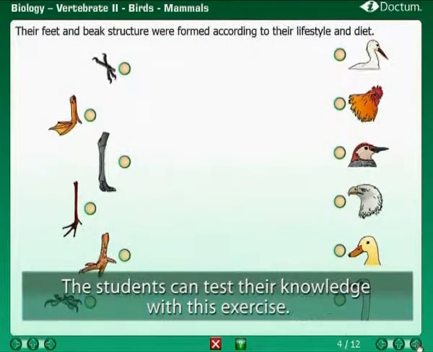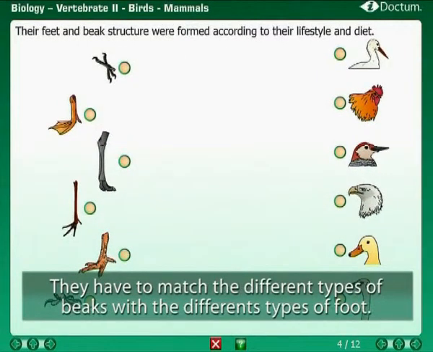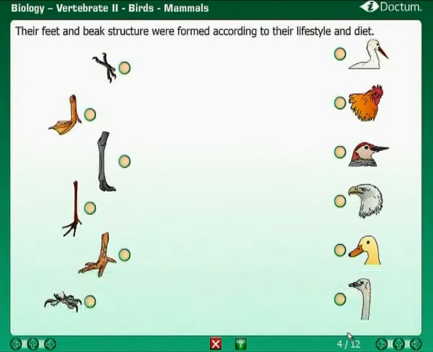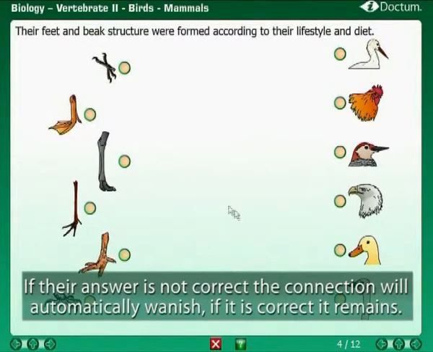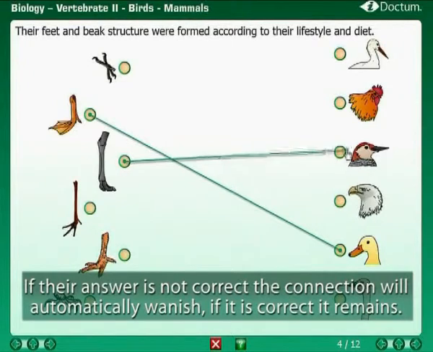The students can test their knowledge with this exercise. They have to match the different types of beaks with the different types of food. If the answer is correct, the connection will remain. If it's not correct, it will automatically vanish.